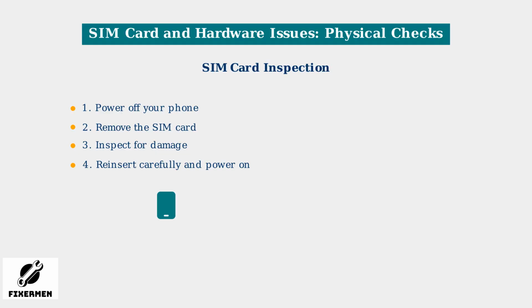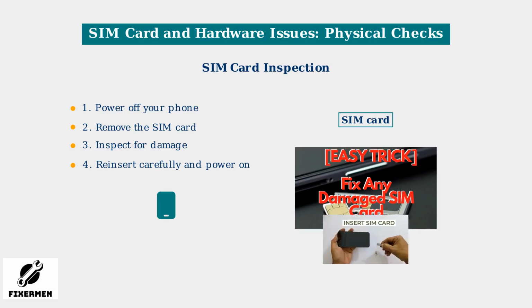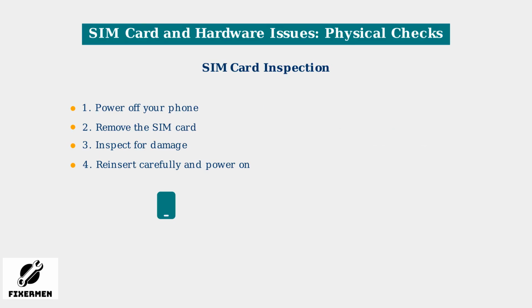Start by powering off your phone completely. Remove the SIM card from its slot and inspect it closely for any visible damage, like scratches, bends, or corrosion. If the SIM card appears damaged, it may need replacement. Reinsert the SIM card carefully into the slot, ensuring it's properly aligned, then power your phone back on.